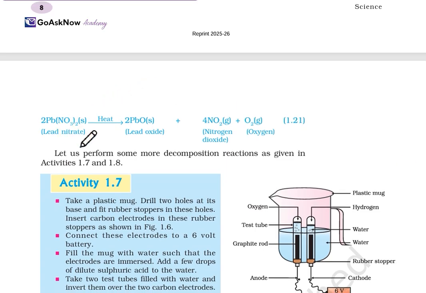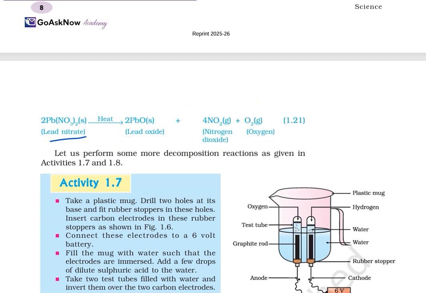2Pb(NO3)2. This formula you will have to learn by heart. Lead nitrate formula is Pb(NO3)2, taken twice, which is in the solid state. After heating, we will get 2PbO, which is lead oxide in the solid state, and 4NO2, which is in the gaseous state, nitrogen dioxide, and O2, which is in the gaseous state, oxygen.